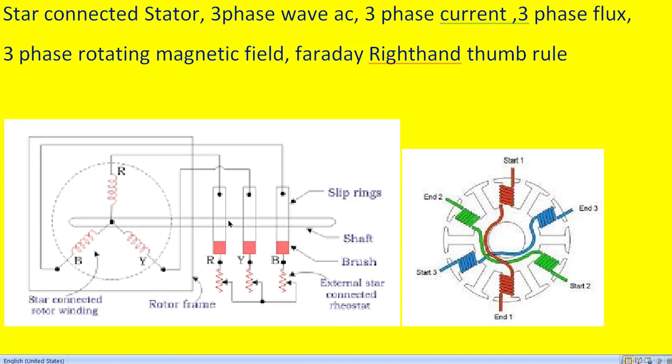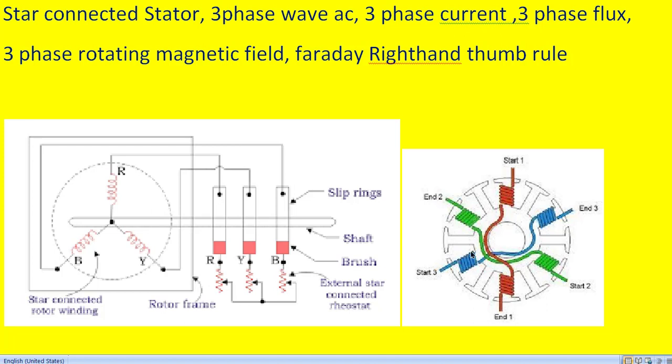is coupled to the rotor like this. This is the rotor. So there is an air gap between the stator and the rotor, and here are the slip rings through which additional resistance can be connected like this. This is also a three-phase rheostat.